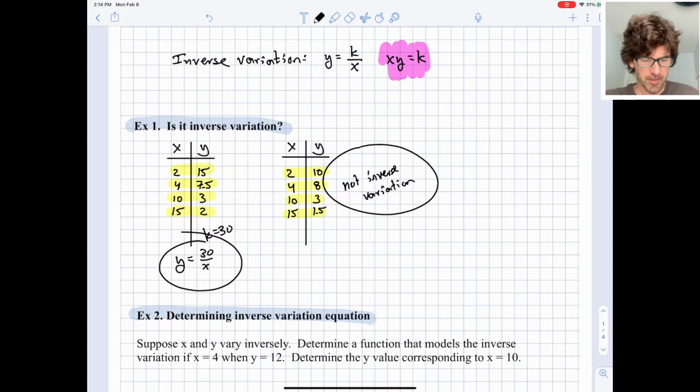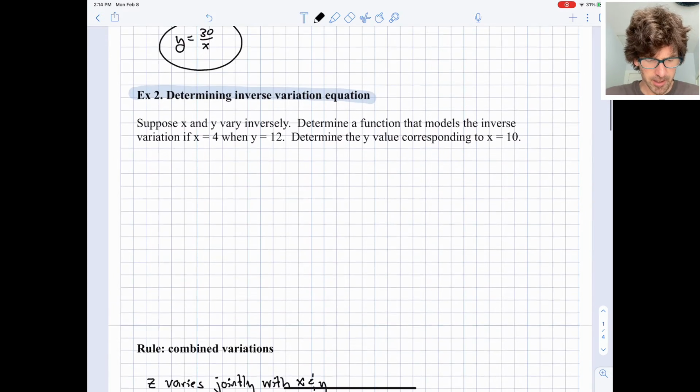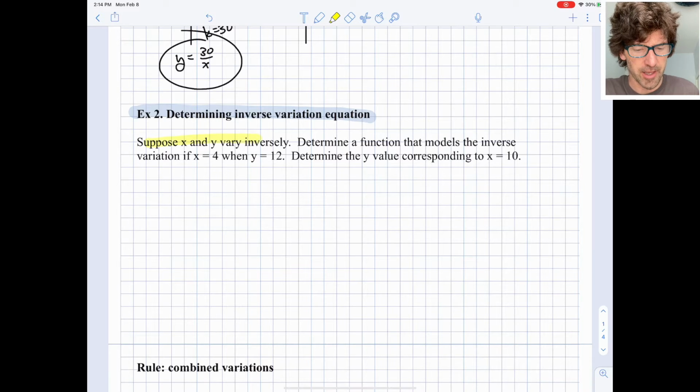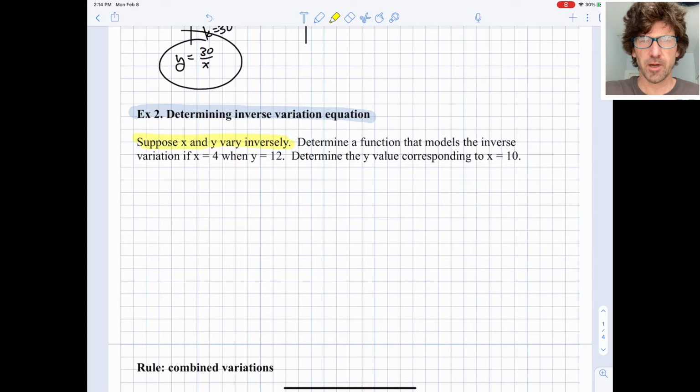Okay. Second example, we can look at this example where we're trying to determine the relationship between x and y, and then use that relationship to predict a future value of y. So for this example, suppose x and y do vary inversely. That's important to know. Determine a function that models the inverse variation if x equals 4 when y equals 12. And then determine the y value corresponding to x equals 10.